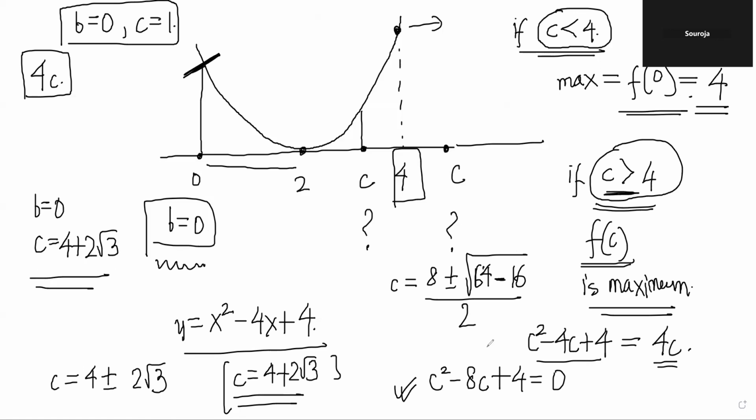Right? So for b plus c, we are getting one value of b plus c as 1. One value of b plus c is 4 plus 2 root 3. And this is all coming from case 1.